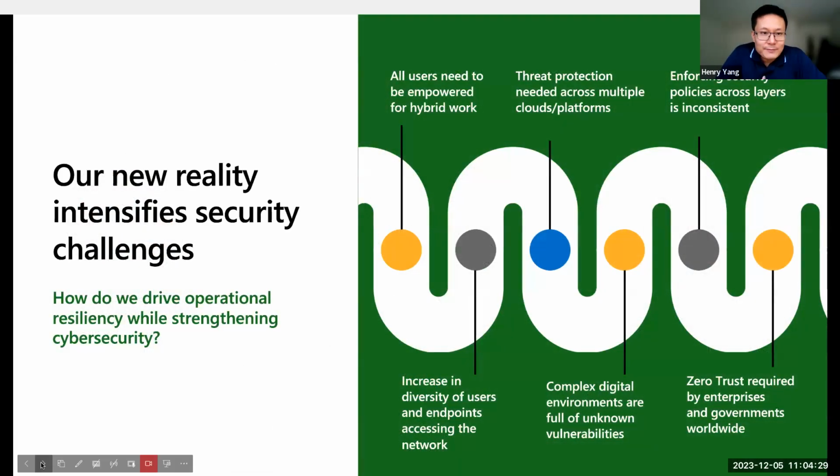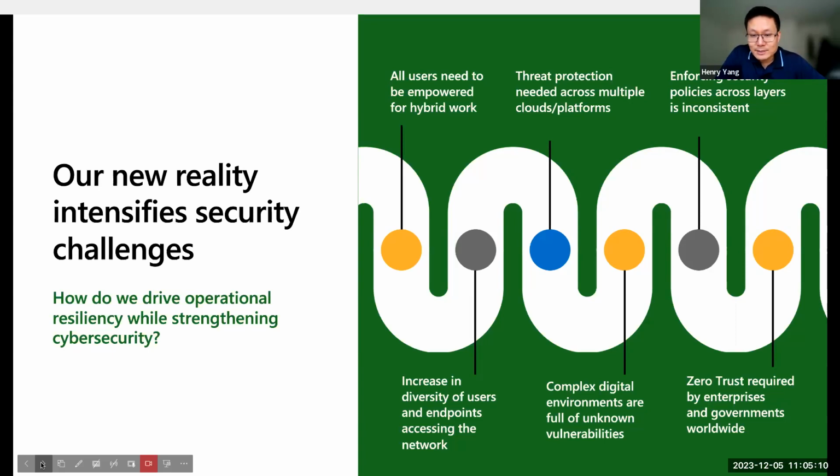And this new reality definitely intensifies the security challenges from many areas because, as an organization, we have users who need to be empowered for their hybrid work. Many people are working from home, some people are going to the office, and it has significantly changed the threat landscape compared to before. And also with the change in the diversity of users and the devices that they bring in, like bring your own device or a corporate device, it is very, very diverse. And the threat protection needs to be across multiple clouds and platforms, which is the central topic that we are discussing today, which David will cover later on.